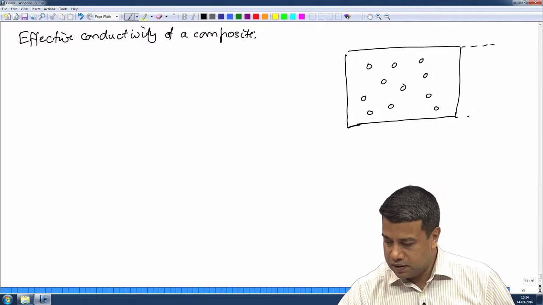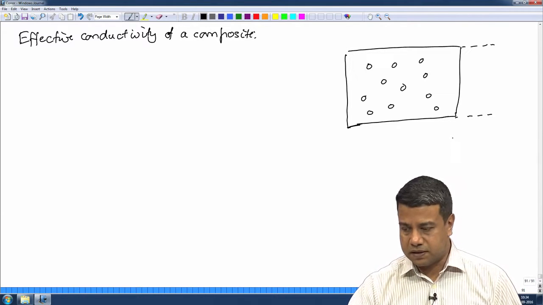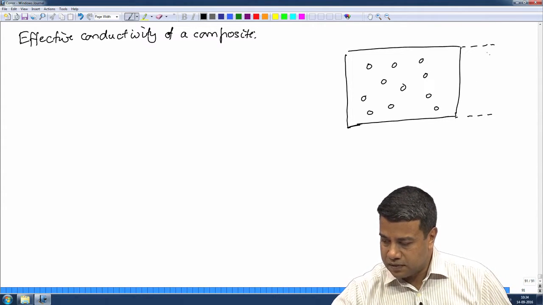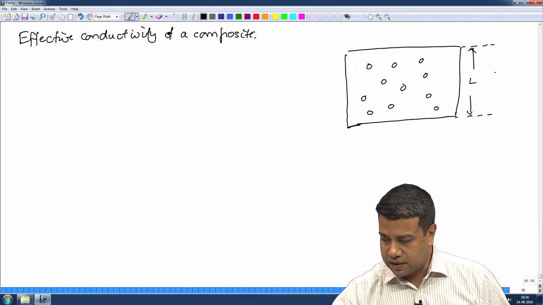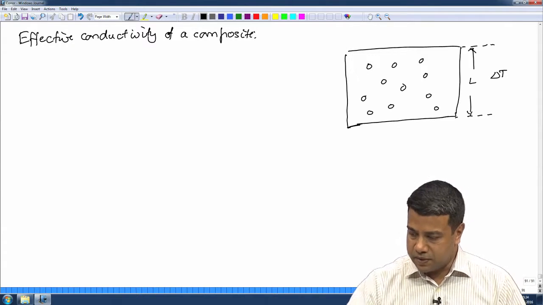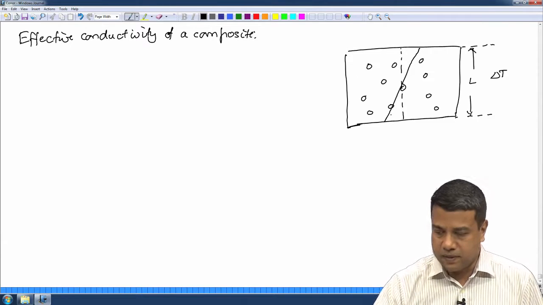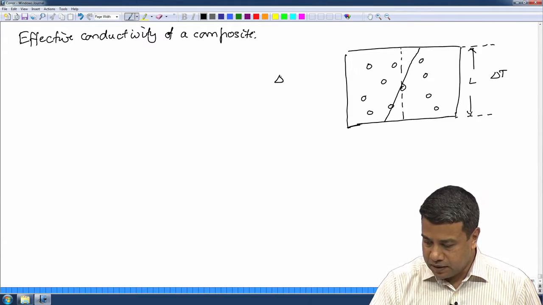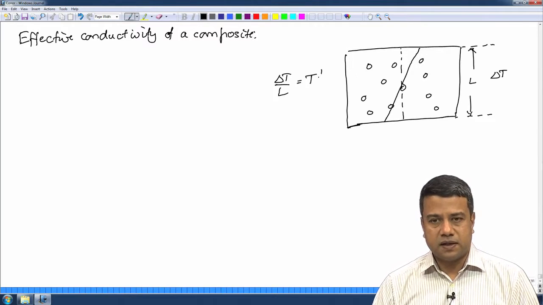Across it there is a certain temperature gradient that is imposed. So, if the length of this composite is L, and the difference in temperature is delta T between the top and the bottom surfaces, the average gradient of the temperature from the top to the bottom is going to be equal to delta T by L, which is T prime. This gradient is specified.